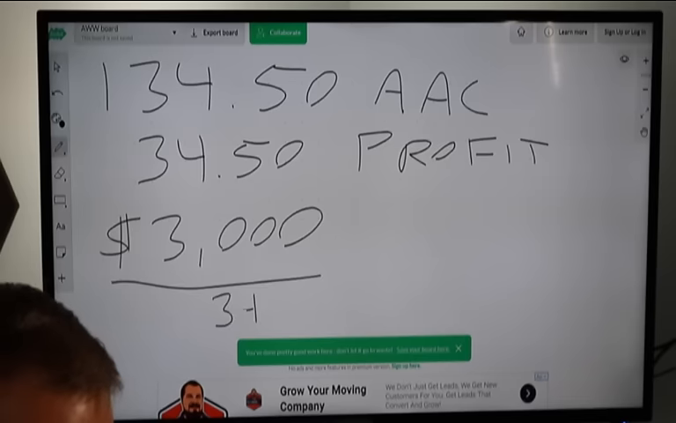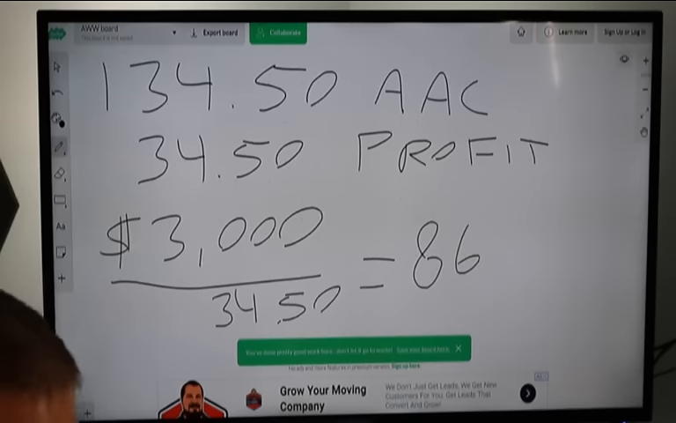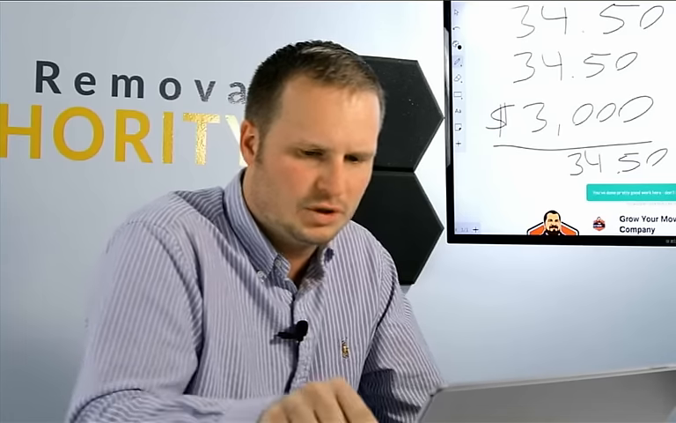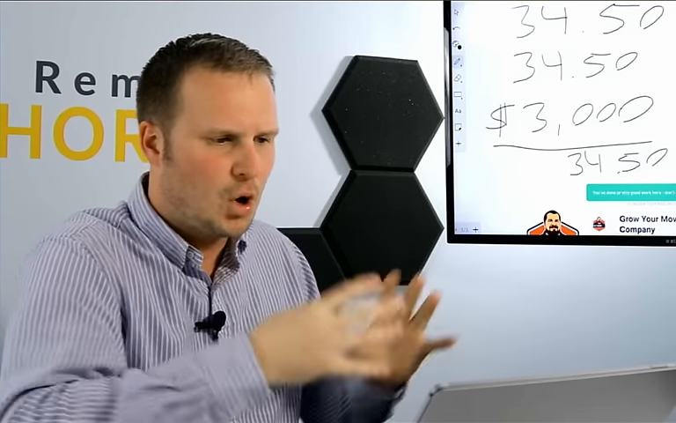34.5 is going to leave you equals 86 customers you're going to need. So that's how you figure this, how you simplify this stuff, guys. If you want to figure out how much profit you're able to attain, you take the profit you desire divided by your margin after your acquisition cost at 34.5. In this case, you need 86 customers.